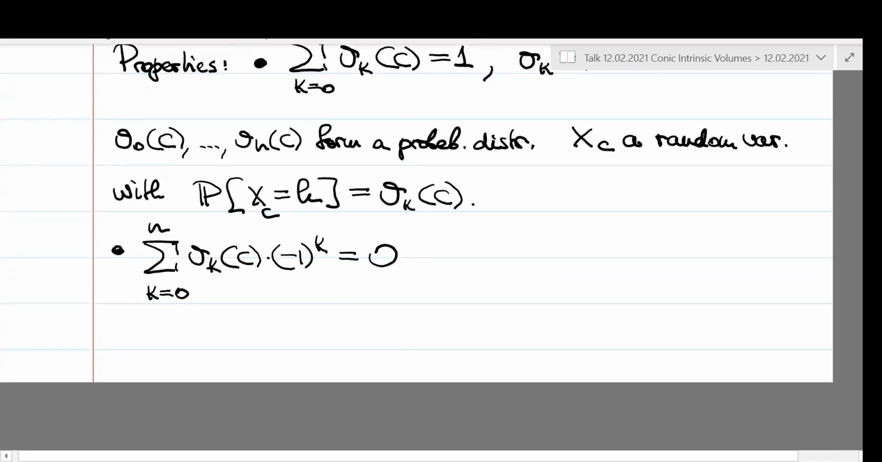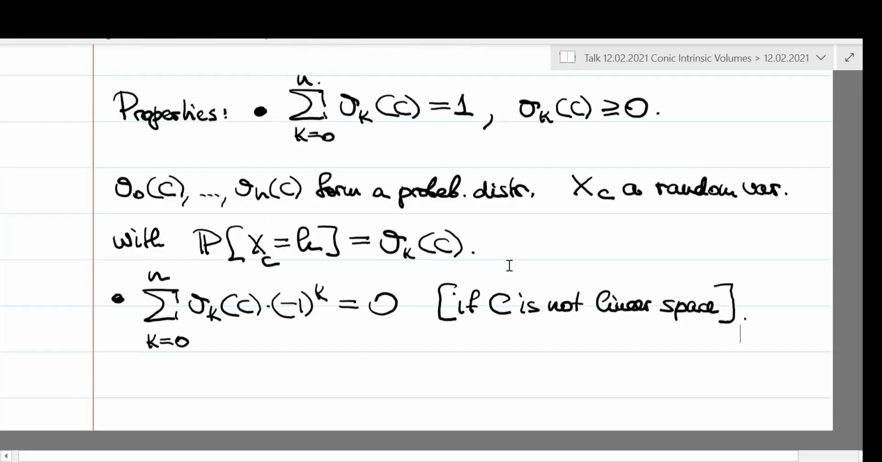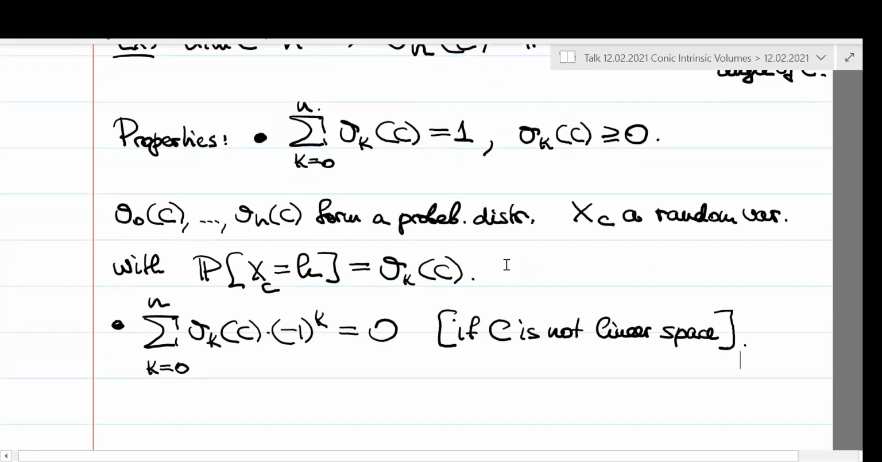So the sum is 0, but there is one exception. The exception is the linear spaces. So if C is not a linear space, then this holds. And for a linear space, the conic intrinsic volumes are all 0 except one of them, which is 1. So they form a trivial probability distribution with a single atom at the dimension of this space.